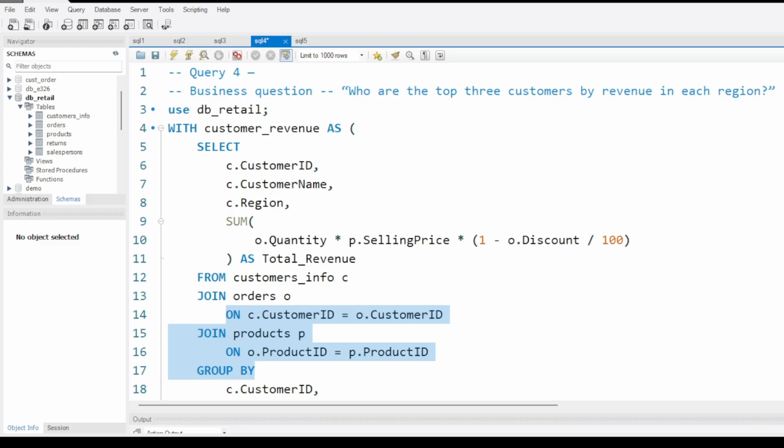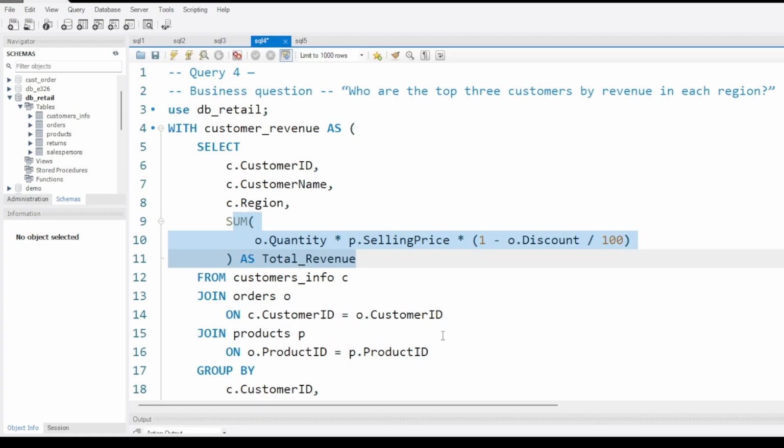To calculate revenue, I am multiplying quantity by selling price and then applying the discount. Because I need one revenue value for every customer, I am grouping the data by customer ID, customer name, and region.